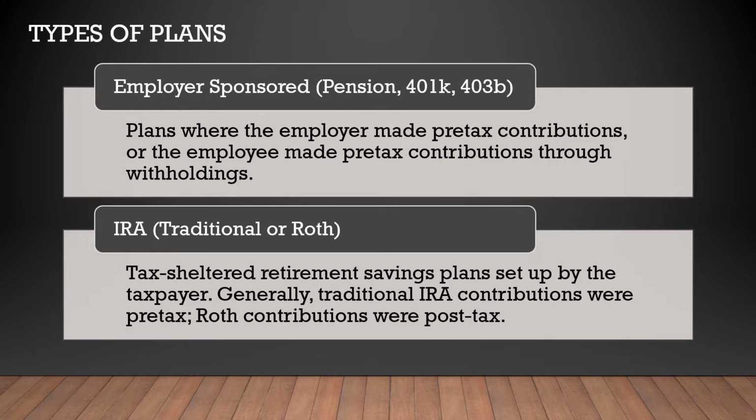In an IRA, there's a couple of different kinds of IRAs, individual retirement accounts. They could be traditional or Roth. These are just tax-sheltered retirement savings plans, and instead of being set up by the employer, the taxpayer set them up separately, or they might have rolled over a 401k into an IRA.